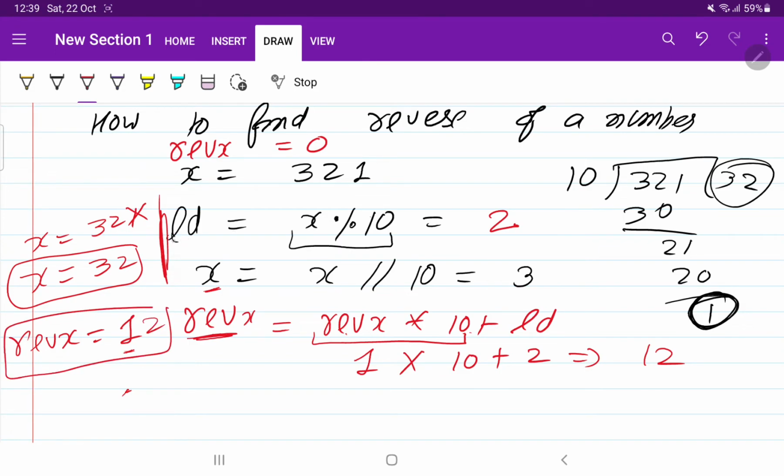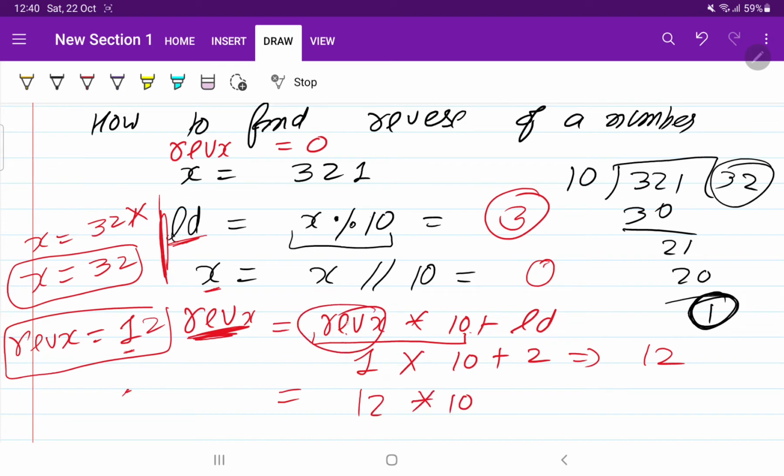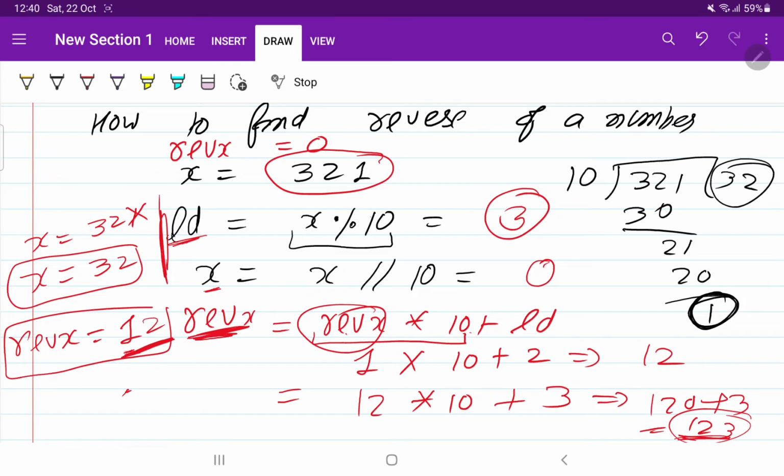Again we will come to the last digit. So what is x now? X value is 3. If we divide 3 percentage 10, the remainder we get is 3. Now x will become 0. Okay. Now again we will come to this formula. It will be 12 into 10, since the reverse x value was 12 only. So 12 into 10 plus last digit 3. So it will be 120 plus 3, 123. So tell me, initially what we were having? 321. Now what did we get? The reverse of that number, 123.